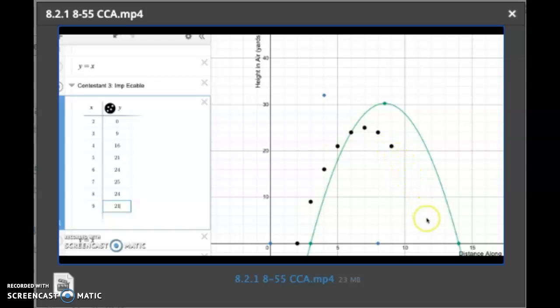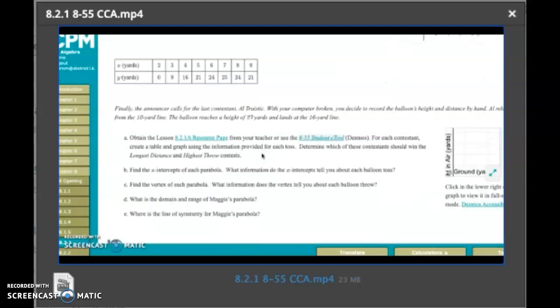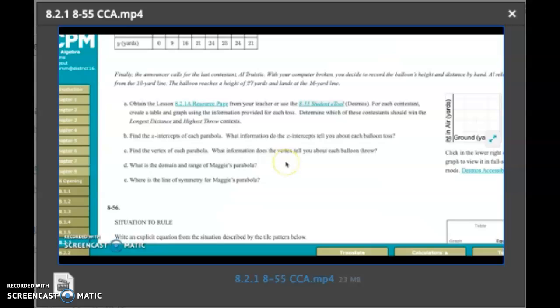Okay. All right, let's look at our last contestant, which is Altruistic. It says, with your computer broken, you decided to record the balloon's height and distance by hand. Al releases the balloon from the 10-yard line, so that's where he's going to start. The balloon's going to reach a height of 27 yards, and it's going to land at the 16-yard line. So we have the point where the balloon's starting and where it's ending, and then we have its highest point, so we have the vertex. So I'm going to go put those points into my table for Al.